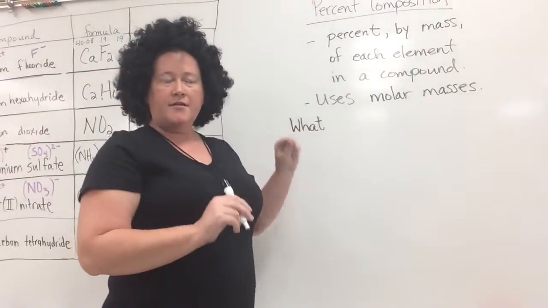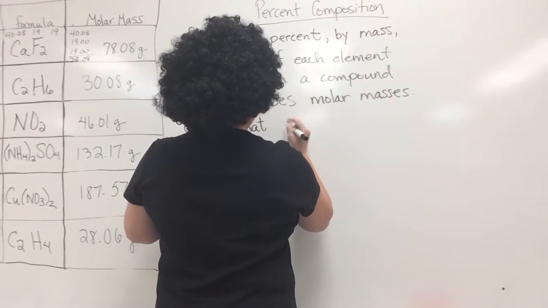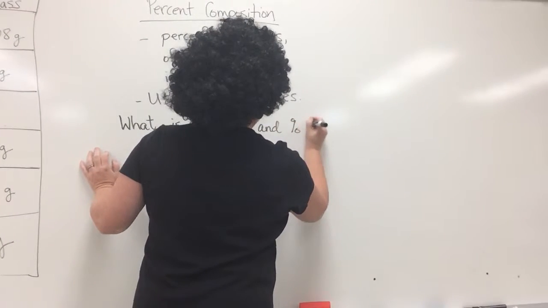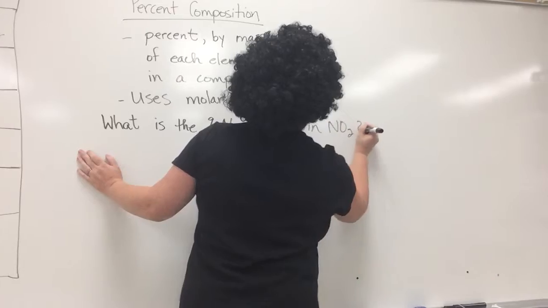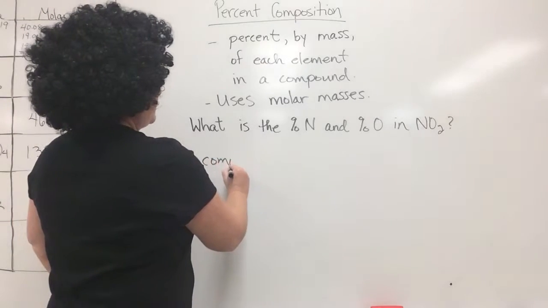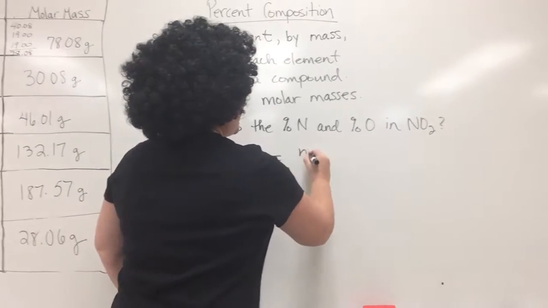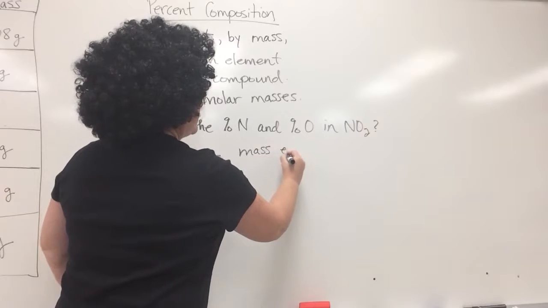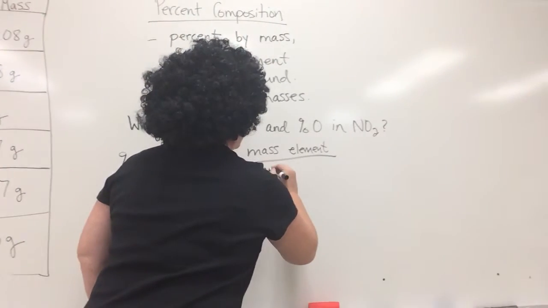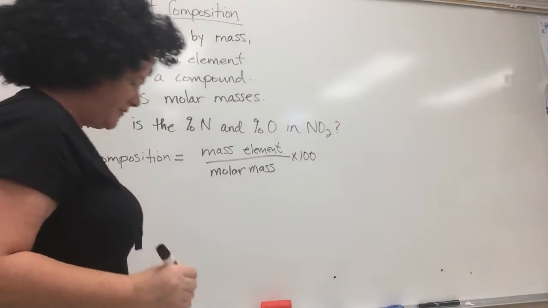So here's the question. What is the percent nitrogen and the percent oxygen in a sample of NO2, nitrogen dioxide? To get the percent composition, there's a formula, and it's very simple. We have to take the mass coming from the substance divided by the molar mass times 100.